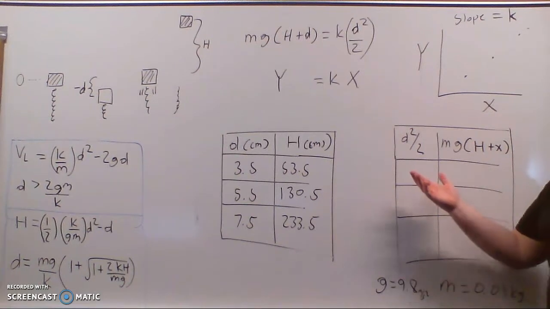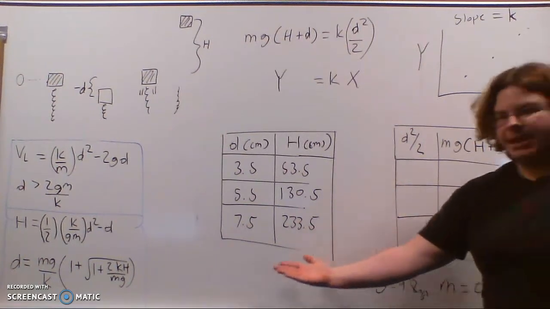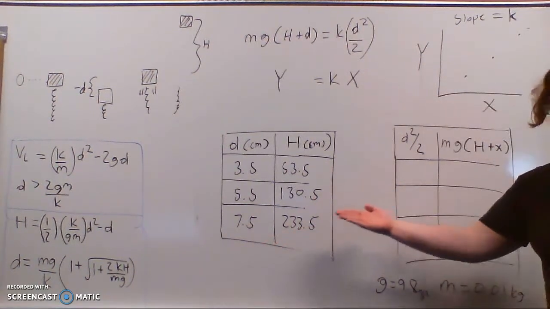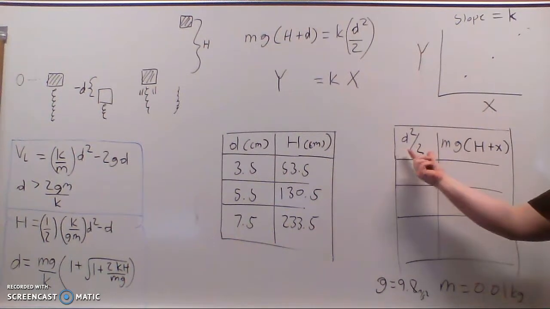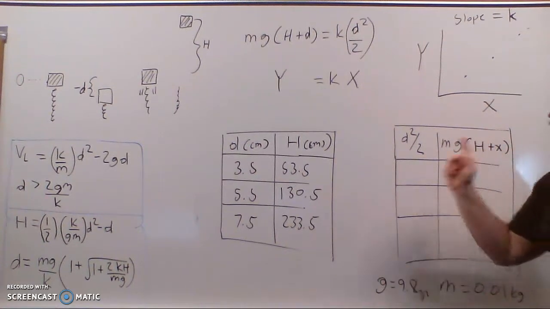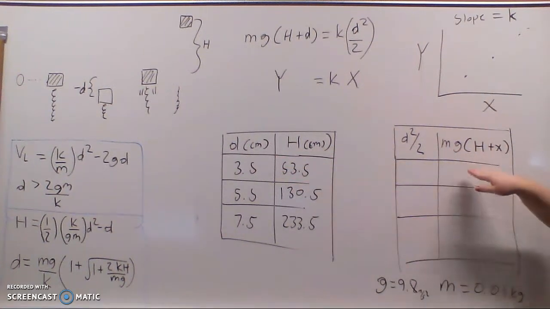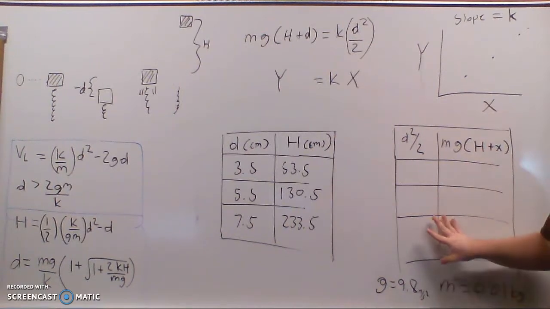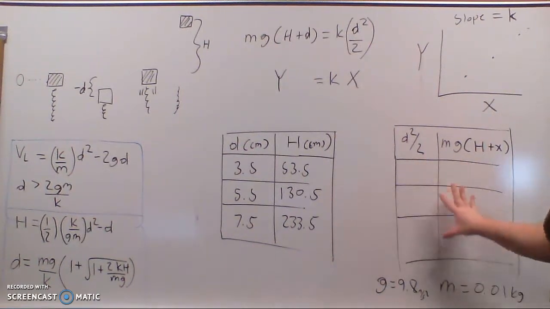Then you're going to make me a spreadsheet, and you're going to put this table in it, calculating these values, so d squared over 2 and m times g, h plus d, where those values are given, and where you'll have that plot, or sorry, you'll have that chart.